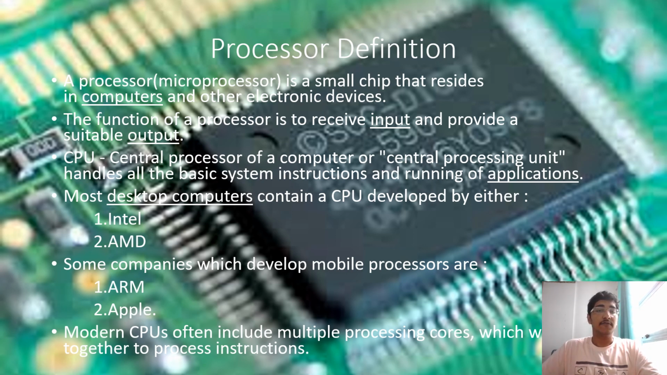Some other examples can be handling basic arithmetic calculations to handling trillions of calculations per second. CPU, your central processor of a computer or central processing unit, handles all the basic instructions and running of applications. Most desktop computers contain a CPU that's developed either by Intel or AMD. Some companies that develop your mobile processors are ARM and Apple, but nowadays modern CPUs often include multiple processing cores, which I will explain in the next slide. Now, multiple processing cores. What exactly does this mean?